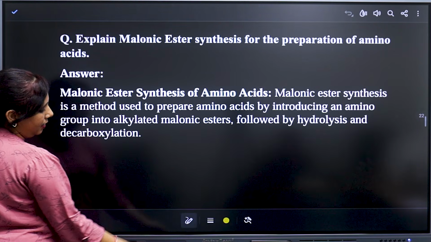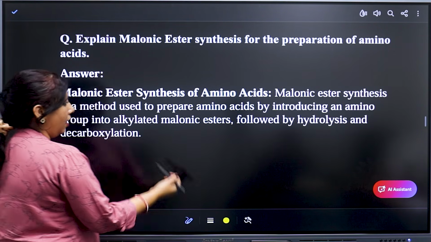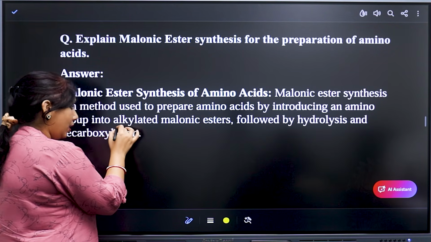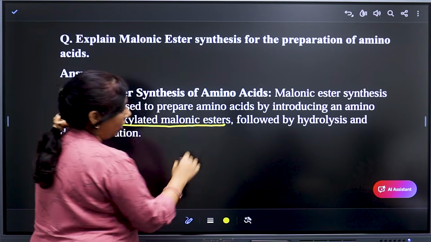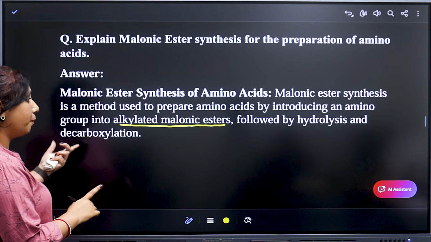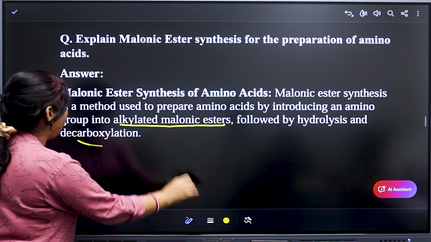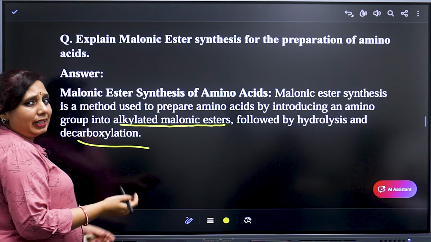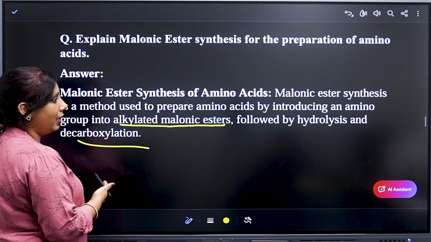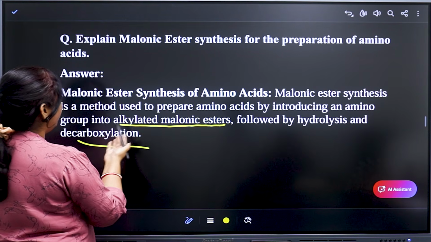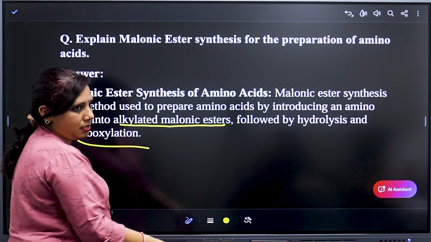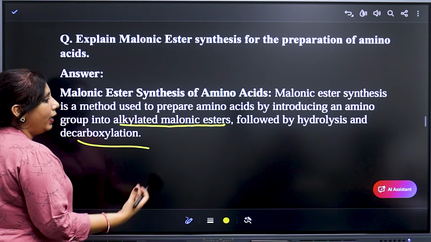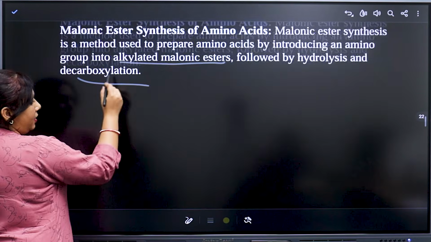Then malonic ester synthesis. This is also used for the preparation of amino acids by using alkylated malonic esters, which are hydrolyzed and then decarboxylation occurs to form the amino acid. Previously it was addition of HCN and ammonia. Here the amino group is already present in the alkylated malonic ester. Now the malonic ester on hydrolysis and decarboxylation will give the required amino acid. So let us see.